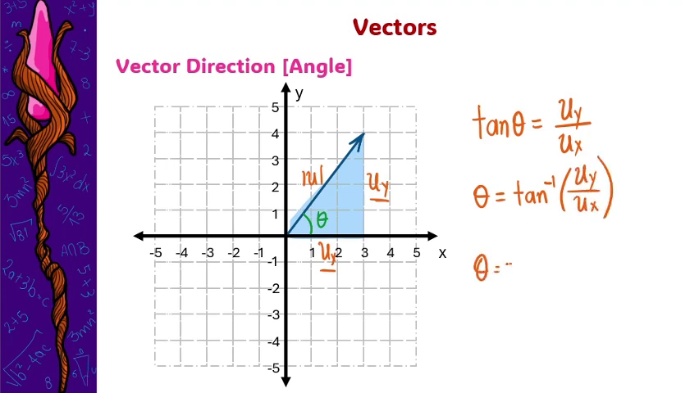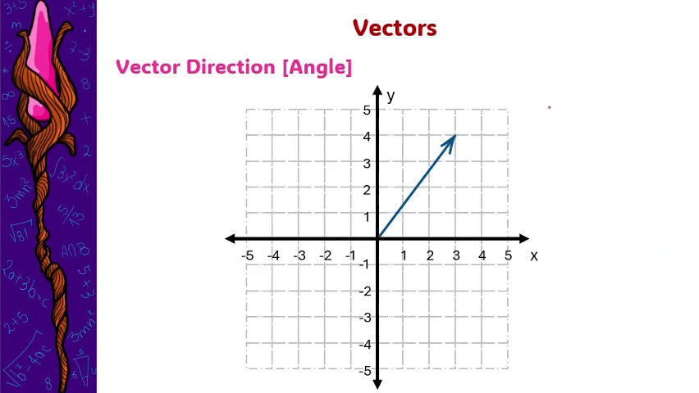So for this example, we would take the arctangent of uy over ux, which is 4 over 3. This one you can do in a calculator. You are going to get 53.13 degrees. You need to be careful because when you put this in your calculator, it depends if it's in radians or degrees. So make sure that your calculator is in degrees, so it's going to give you this value. If it gives you something like 0.927, that means that you have it in radians. So make sure that you change it to degrees. Okay guys, and that's the direction of the angle.